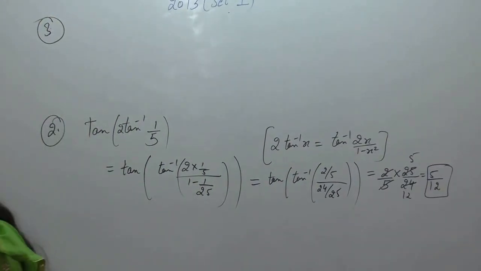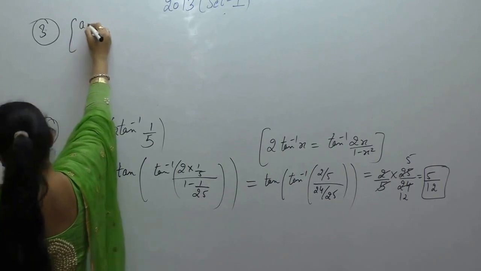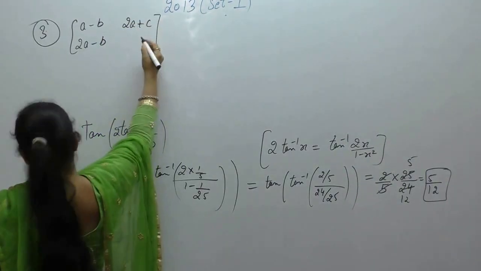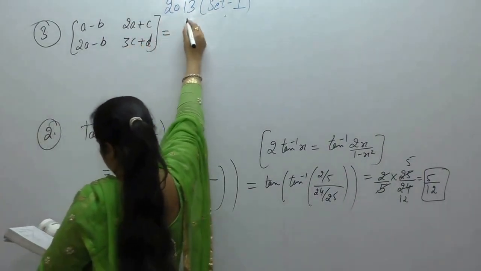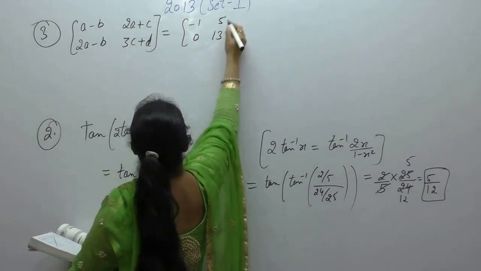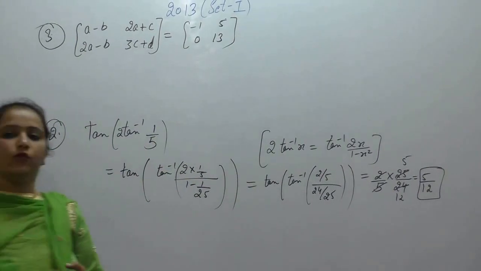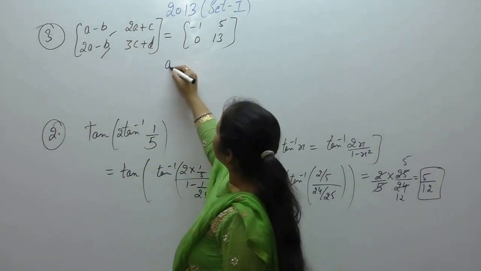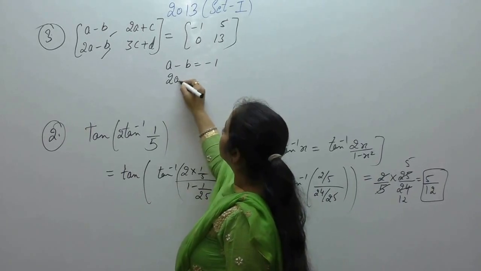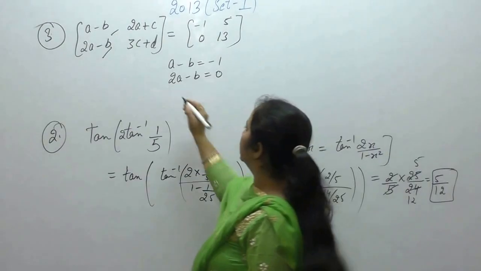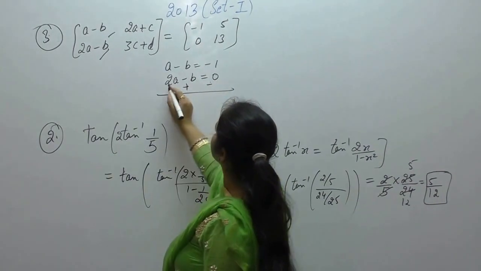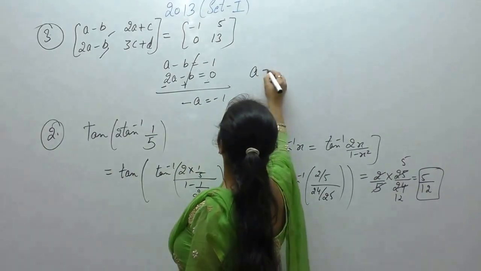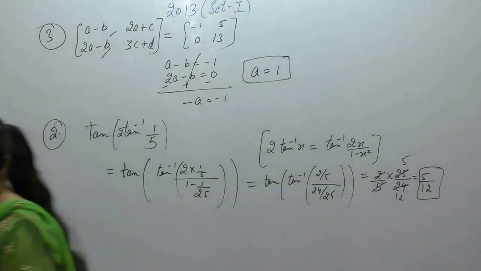Next one is, find the value of A if the matrix A minus B, 2A minus B, 2A plus C, 3C plus D is equals to minus 1, 0, 5, 13. We want to find only the value of A. So terms with A, we will equate those terms. We get A minus B as minus 1, 2A minus B is equals to 0. Solve this. Plus, minus, minus. B cancels. Minus A is equals to minus 1. So we get the value of A as 1.